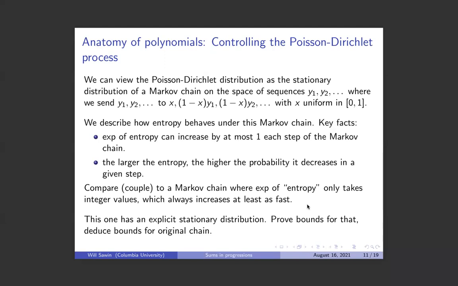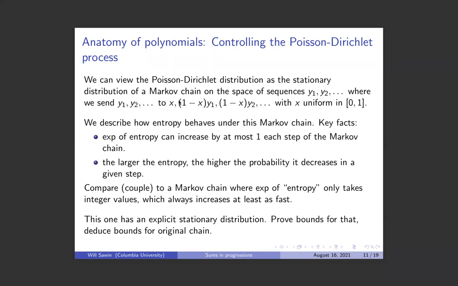So we're going to define a Markov chain where we take a sequence of non-negative real numbers summing to 1, and then the next step will be a new sequence of non-negative real numbers summing to 1. And the way we'll do that is we'll choose a random x from 0 to 1, and then we'll make that the first entry, and we'll shift all the other entries 1 to the right, and we'll multiply by 1 minus x.